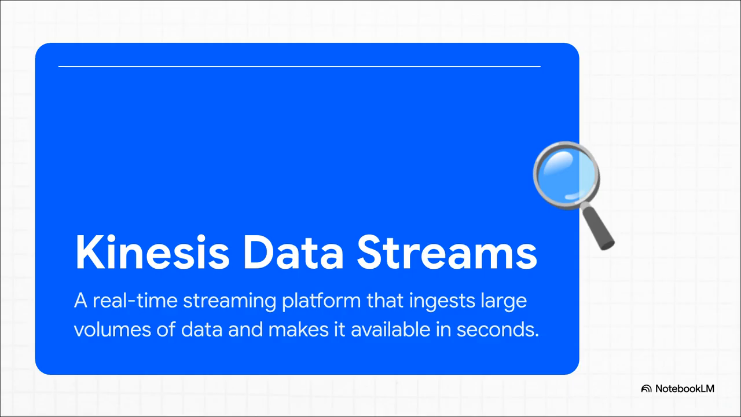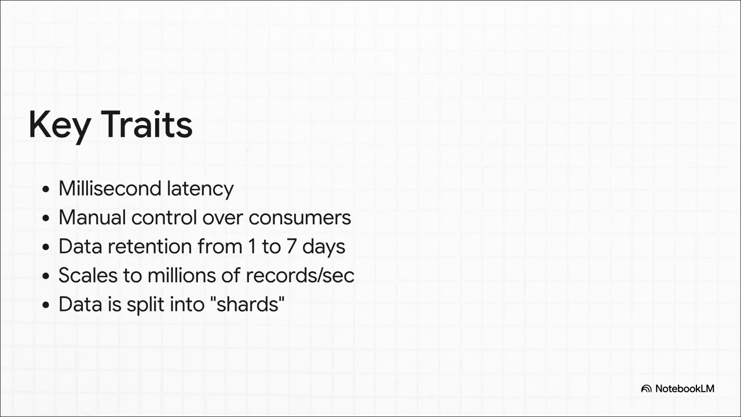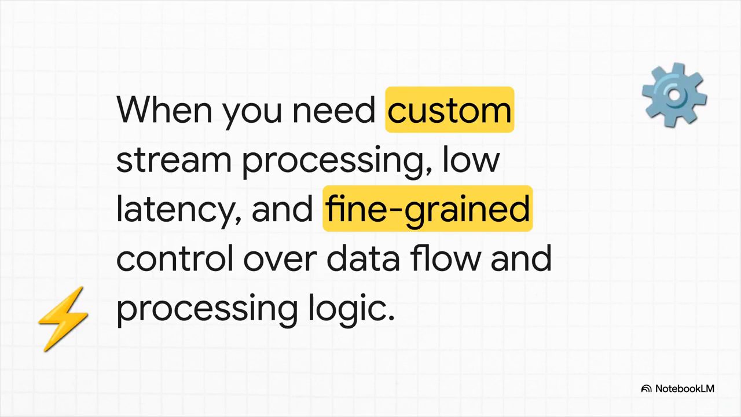The key thing to remember here is that you get to build the custom applications that process it. The main traits here are all about speed and your control. We are talking millisecond latency. That's fast. You get full manual control over the applications, or consumers as they're called, that read the data. And just look at that scale. It can handle millions of records every single second by splitting the data up into these parallel processing lanes called shards.